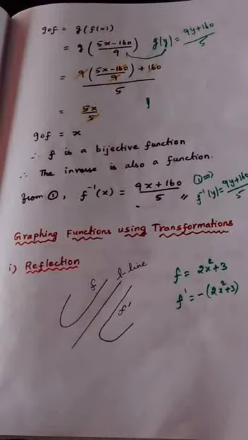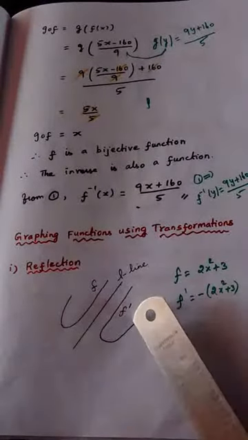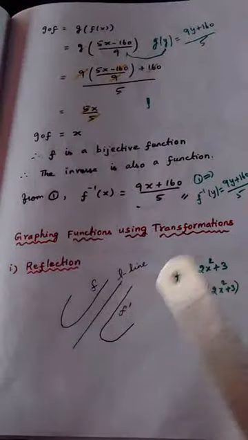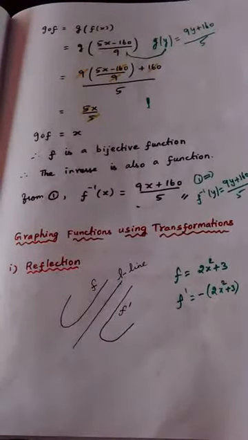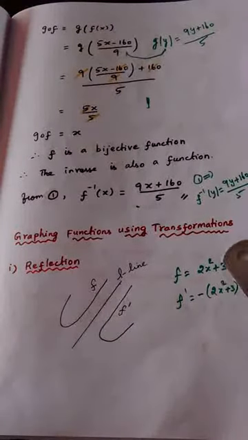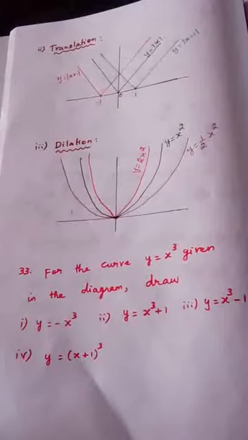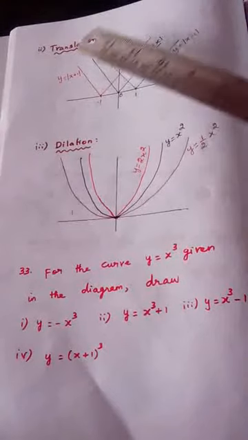Could you understand? This f is the mirror image of f dash, or I can say f dash is the mirror image of f. Such diagrams are called reflection. When f is a function and f dash is another function which is the opposite sign of f, then we get reflection curves. Okay, we will pass on to the second subdivision, which is translation.